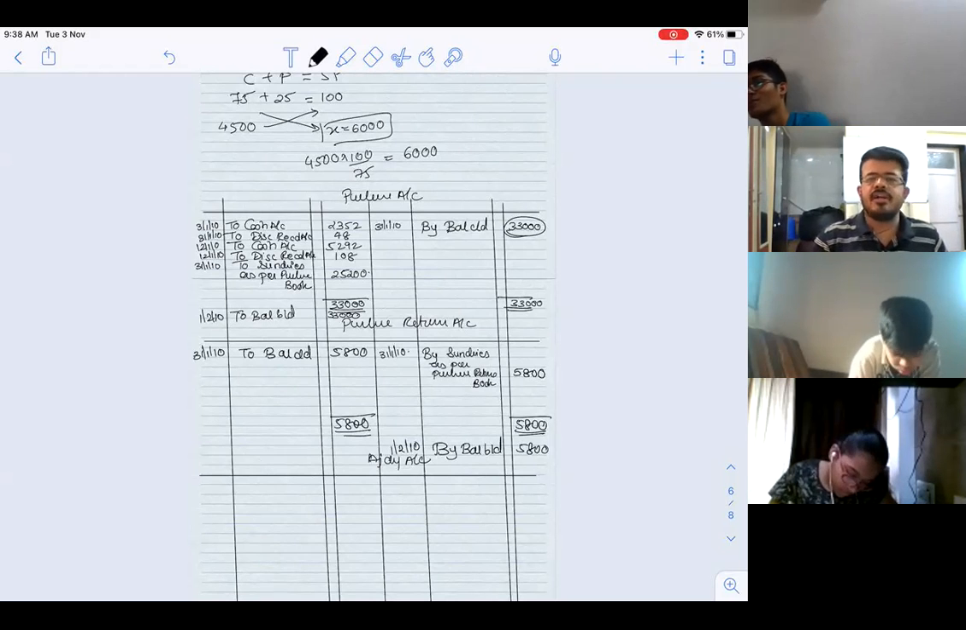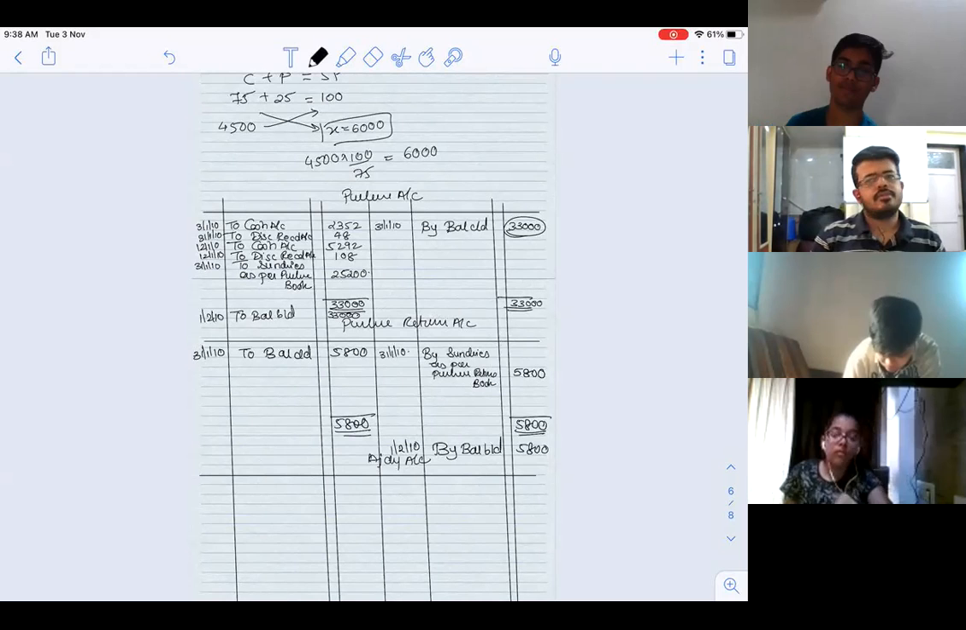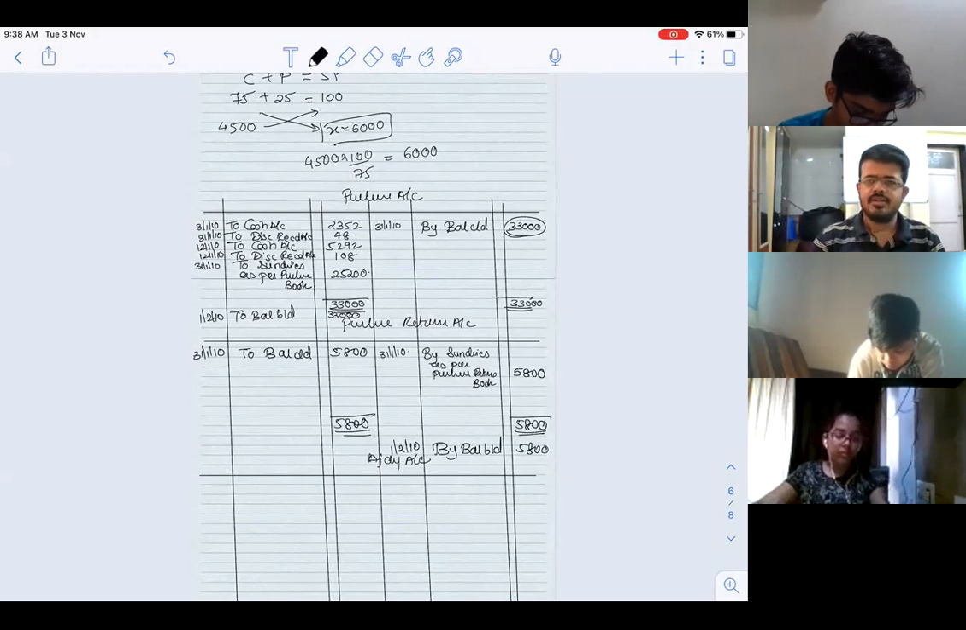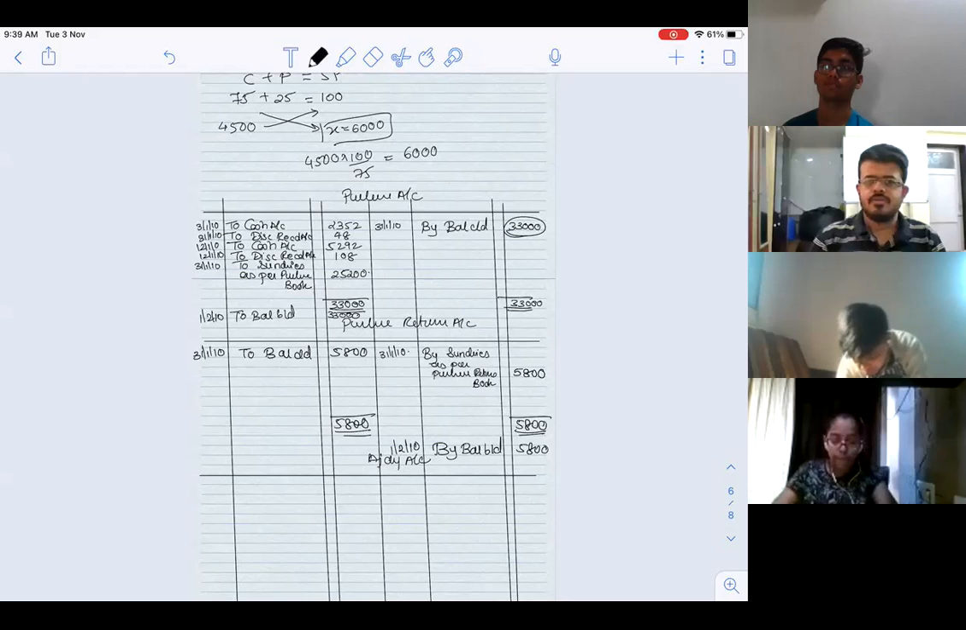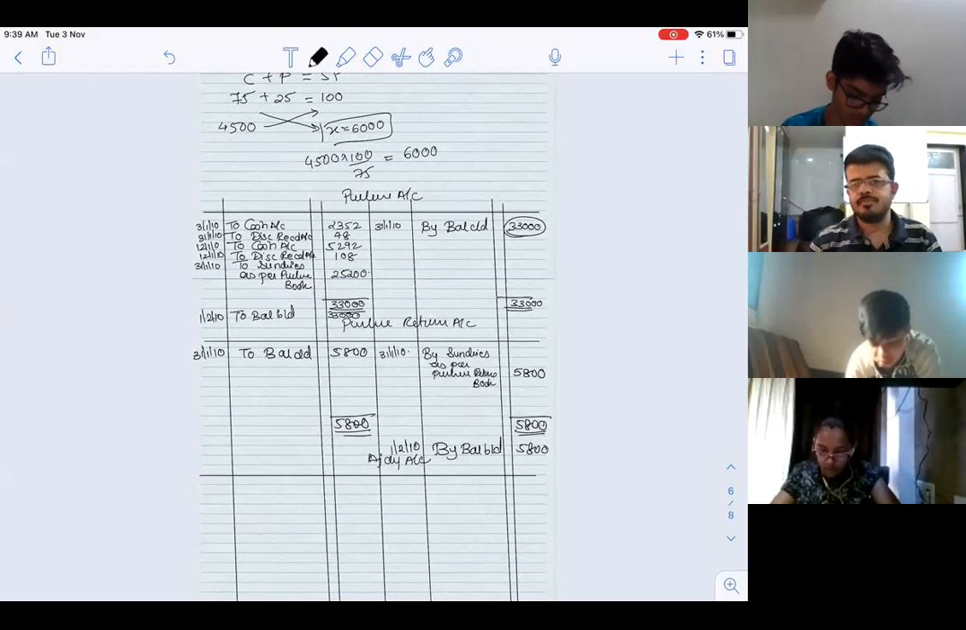What if they would have asked sales return account? Would you be able to do that? Sales return. What you would have done in sales return? So instead of on the credit side, we would have written on the debit side, and we would have to balance. That's it. Okay. So to sundries as per sales return and by balance CD will become to balance BD.